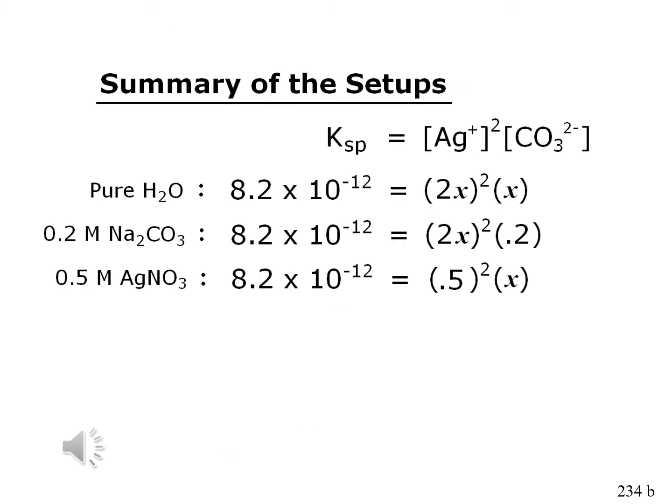If you look at this summary, you don't have to do all of the ice tables in order to do this problem. If you set up the pure water case first, cross out what's in the parenthesis, and plug in the correct number that was given, you can solve for x and get the answer by the method that's shown. And then you don't have to worry about the ice table and any other problems. You can just solve for x.